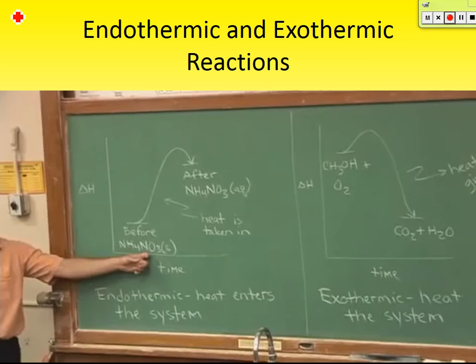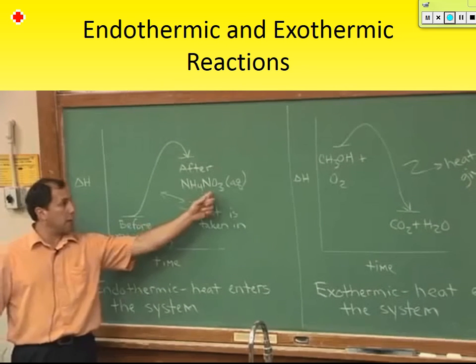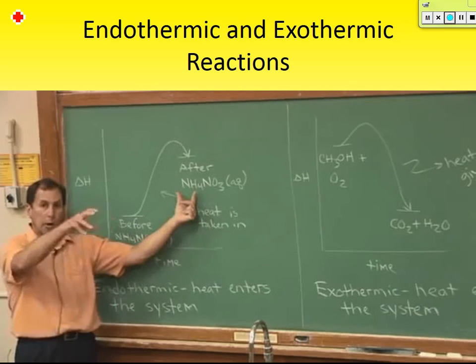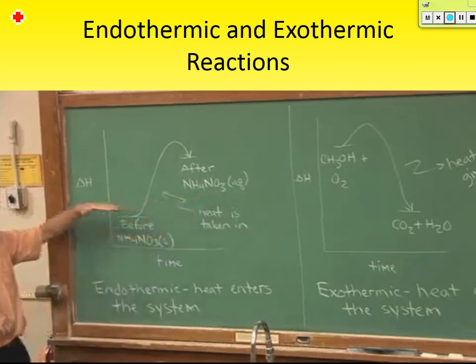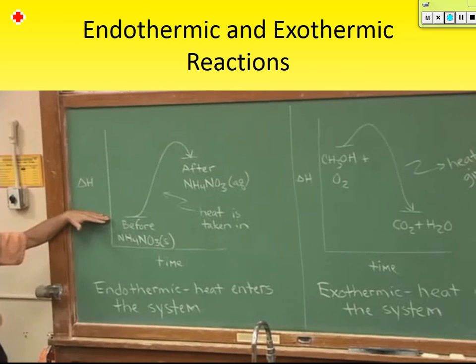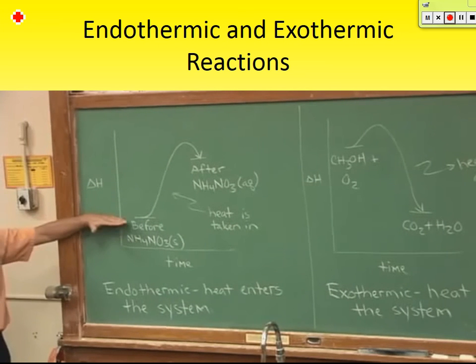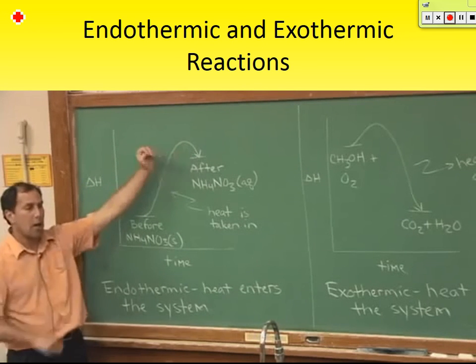The ammonium nitrate is a solid, and it's mixed with water and becomes ammonium nitrate aqueous. So these are two separate ions. NH4 plus is floating around, NO3 minus is floating around in the water. And at the beginning here, call it a baseline or the before enthalpy or heat, this is done at constant pressure, is around here. And what's happening is it's sucking heat in from the environment, from the water and the air.